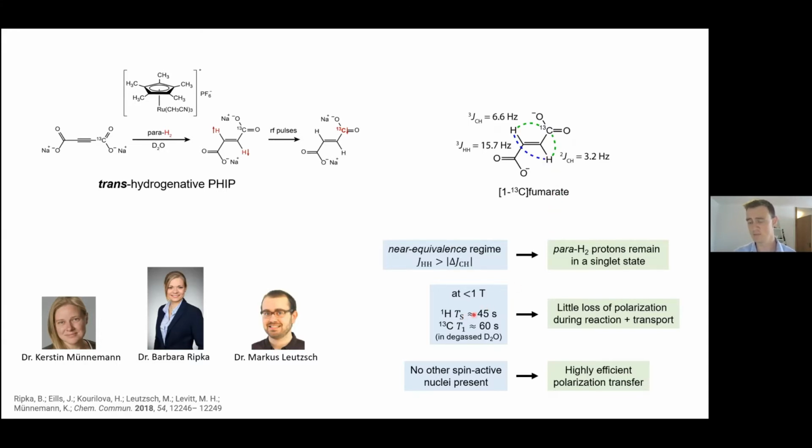What this means is that we don't have proton T1 relaxation during the chemical reaction, but instead we have singlet relaxation. And that's a few tens of seconds. So it means you can do quite long chemical reactions and you can even transport this molecule around the laboratory while it's hyperpolarized, and you're not losing too much polarization while doing that. And then finally, there are no other spin-active nuclei present in the molecule. It's really just the three nuclear spins, the 2 protons and the carbon-13. So we have highly efficient polarization transfer because it's not being diverted to other spins in the molecule.